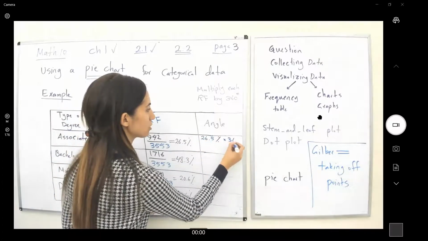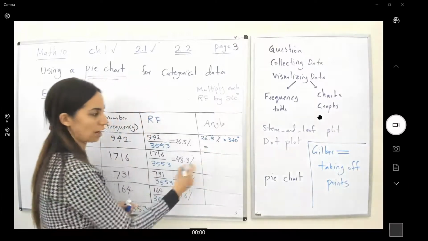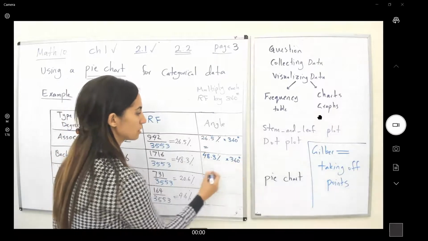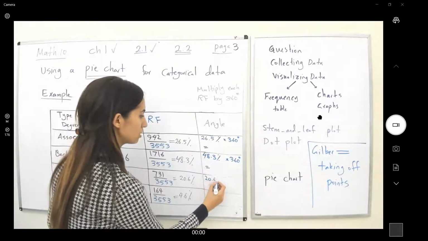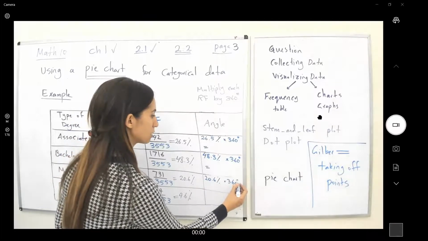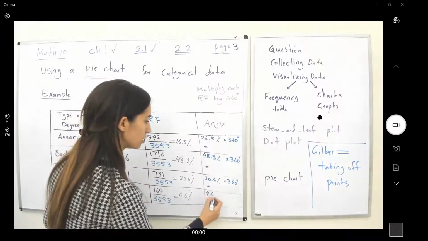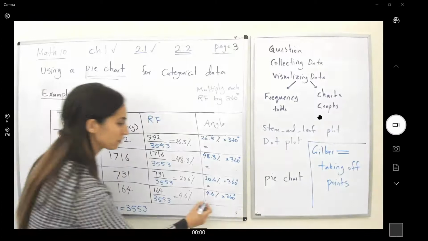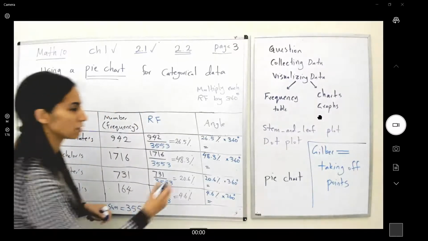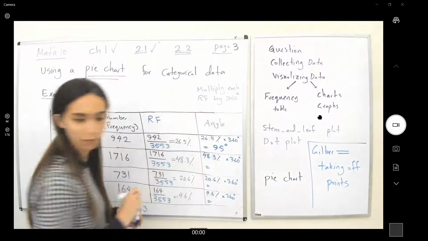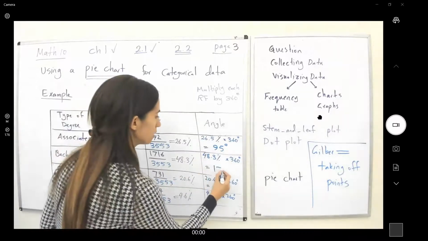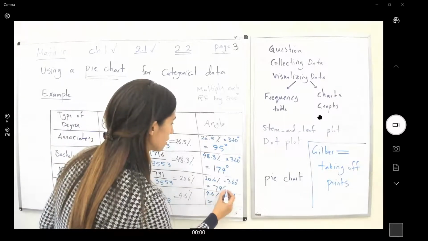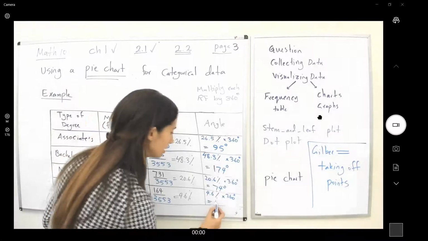26.5% times 360 degrees. Then you have 48.3% times 360 degrees. Then you have 20.6% times 360 degrees. And then you have 4.6% times 360 degrees. Okay, the angles that we get, the first angle is 95 degrees. The second angle is 174 degrees. Then you have 74 degrees. And finally, you have 17 degrees.